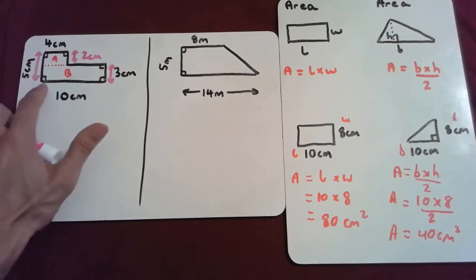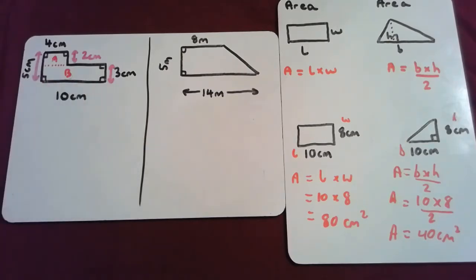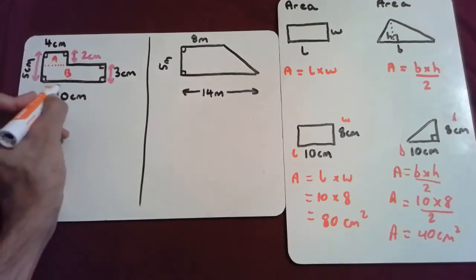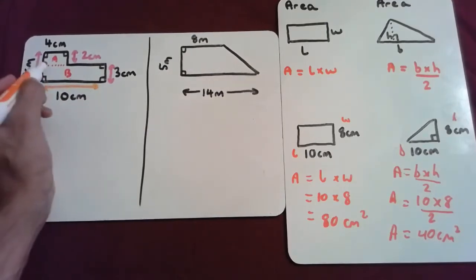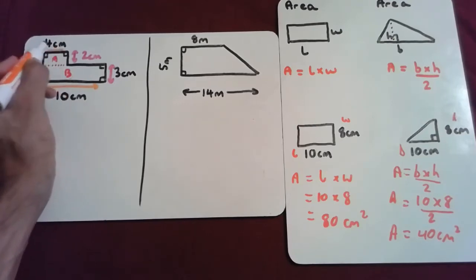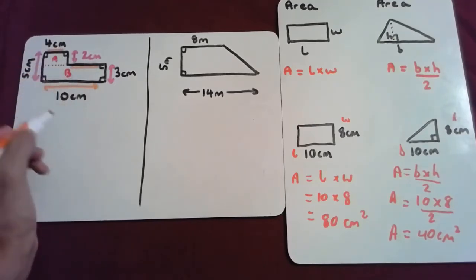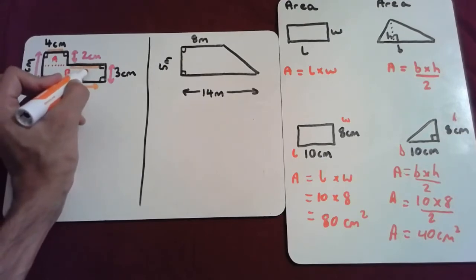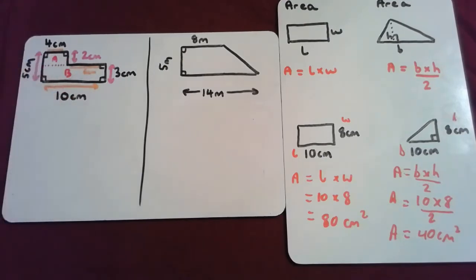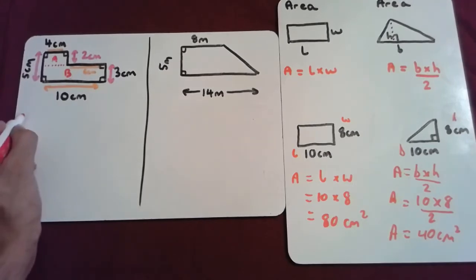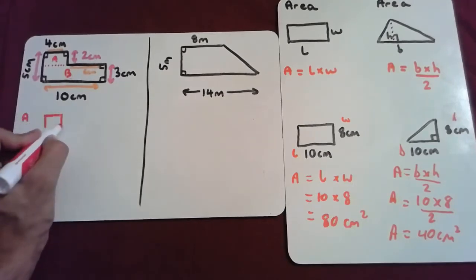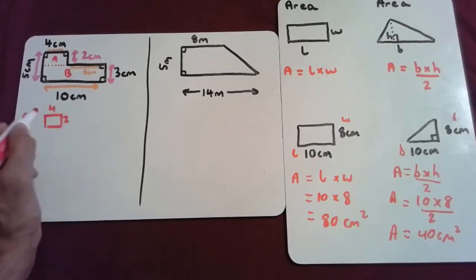In the same way, if this whole thing over here is 10 centimeters, and this portion over here is 4, then this bit over here to make the 10 must be 6 centimeters. That's not important from the way I've drawn this, but if I'd split it the other way, I would have had to use that 6. So shape A is a rectangle which is 4 by 2.